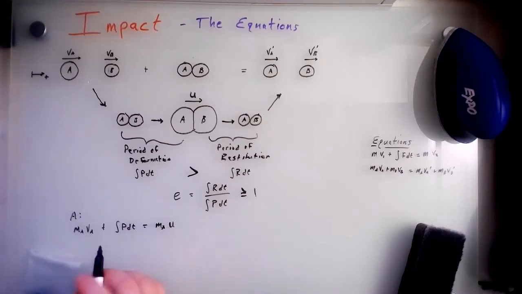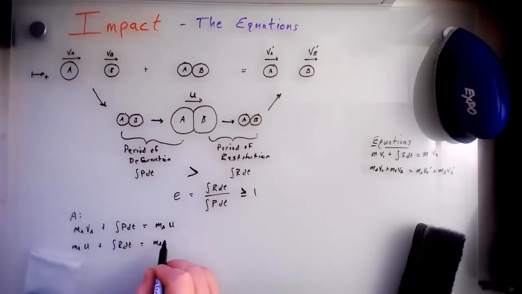And for the second one, then we have MA U plus R dt, and that's going to equal MA VA prime, right?